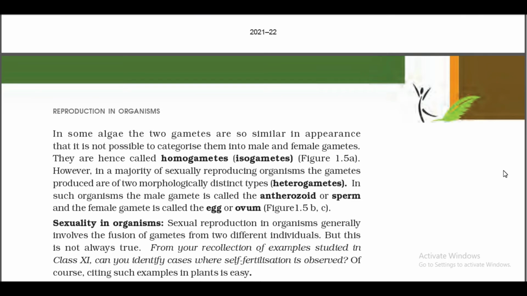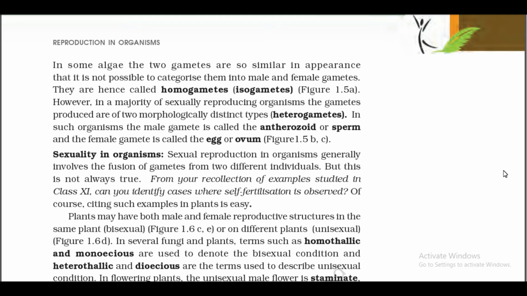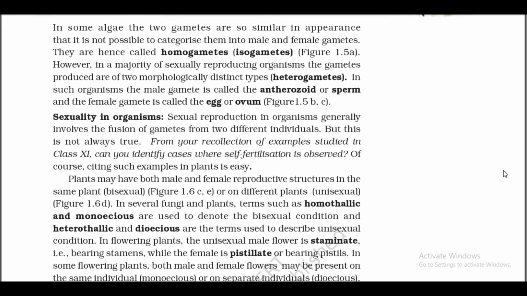In some algae, the two gametes are so similar in appearance that it is not possible to categorize them into male and female gametes. They are hence called homogametes or isogametes, Figure 1.5a. However, in a majority of sexually reproducing organisms, the gametes produced are of two morphologically distinct types, heterogametes. In such organisms, the male gamete is called the antherozoid or sperm and the female gamete is called the egg or ovum.